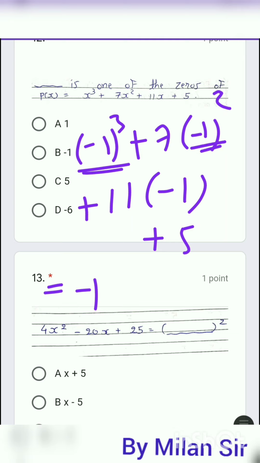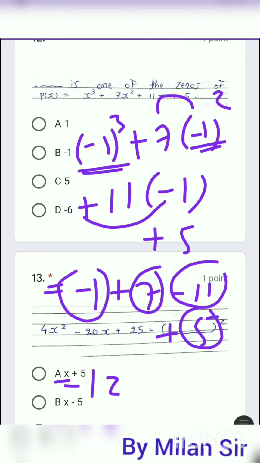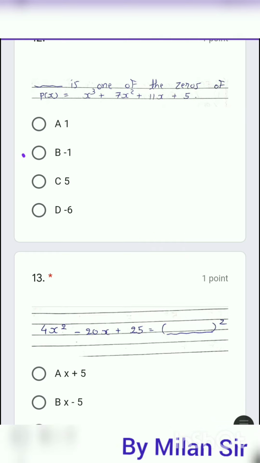Minus 1 whole square, it is plus 1 into 7, 7. Here plus minus minus, 11 ones are 11 and plus 5. So here 7 plus 5 is 12, and here minus minus plus, 11 plus 1 is 12. The bigger number 11 has a negative sign, so negative, and finally 12 minus 12 is 0. Here we get the answer 0, so this is our correct answer, option B.